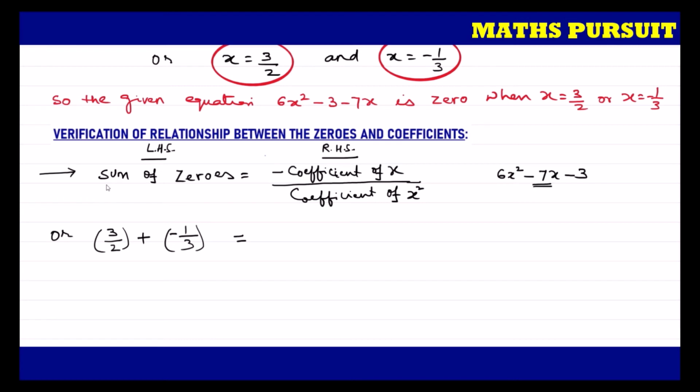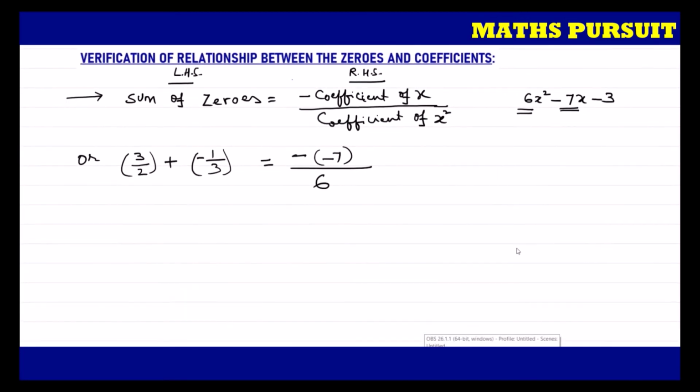Here the coefficient of x is minus 7. So I can write minus 7 upon the coefficient of x², and here the coefficient of x² is 6. So 3 upon 2 minus 1 upon 3 is equal to 7 upon 6, because this minus and this minus became plus 7. So we got 3 upon 2 minus 1 upon 3 is equal to 7 upon 6.